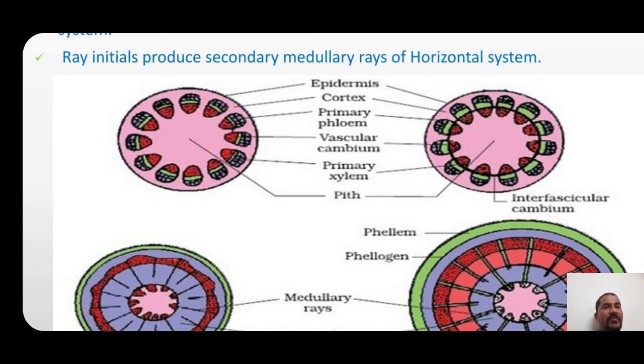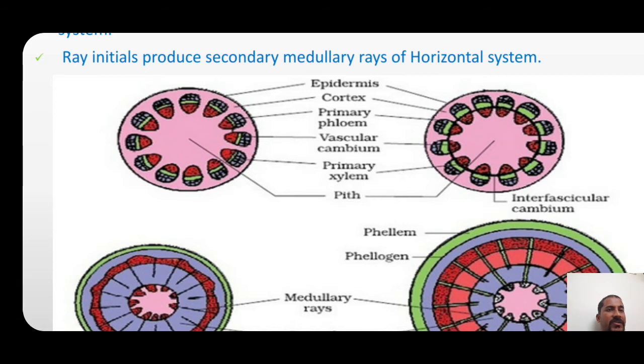Now in the second diagram, the secondary growth starts. Here the fascicular cambium joins with interfascicular cambium to form a complete ring of cambium. Here you can see the complete ring of cambium in black color. This complete ring of cambium is formed due to the fusion of fascicular cambium, means the cambium which is present inside the vascular bundle.